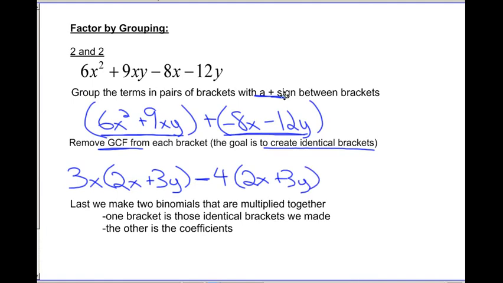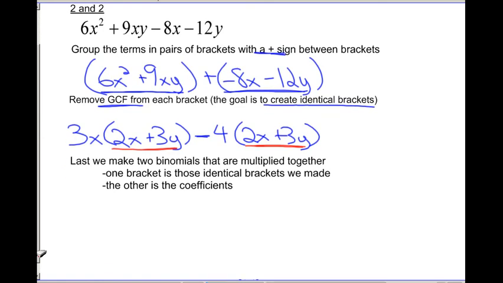Now I have these identical brackets. Okay? And they're really common factors of 3x and the negative 4. So they're going to be factorable easily. If we didn't have identical brackets, then this method really wouldn't work. We'd need to make those identical brackets, and if that's not possible, then it's not factorable. Okay, our last step, once we've got that, is to make 2 binomials that are multiplied together. So no plus between them anymore. One bracket is those identical brackets we made. That was 2x plus 3y. The other is the coefficients from those brackets, the 3x and the negative 4.